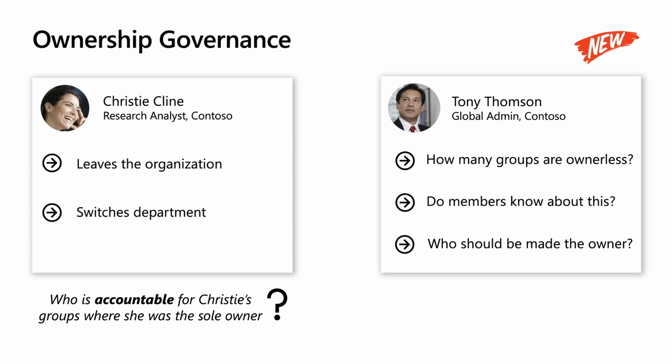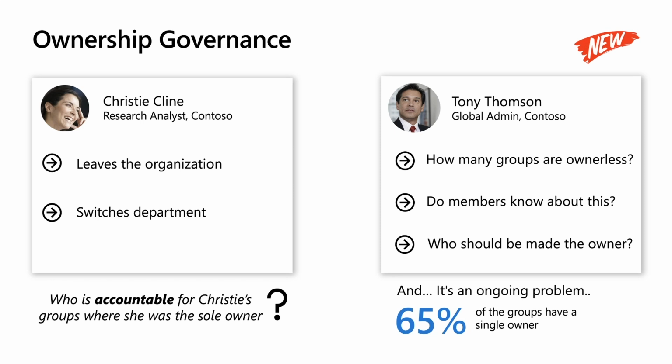Tony, who is the global IT admin of Contoso, might be concerned about keeping track of these ownerless groups or think about informing the members of these groups. He might be trying to figure out who should be made owners of such groups, all of which could be a manual and time consuming process for Tony. And it's an ongoing problem because 65% of the groups have a single owner, which could potentially become ownerless when these single owners leave the company or maybe switch departments. To make it easy, we'll soon be showing a report of ownerless groups, which Tony and any other such IT admins can use to take action.